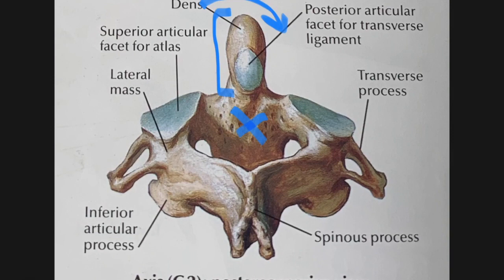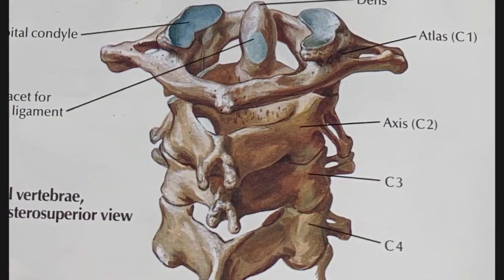You can see that C2 also has transverse processes and a spinous process, and ligaments and muscles are going to attach to that. In this picture, you can see C1 sitting over C2 and the dens of C2 coming up into this space here. And you can see how C1, when it rotates, will rotate around C2.